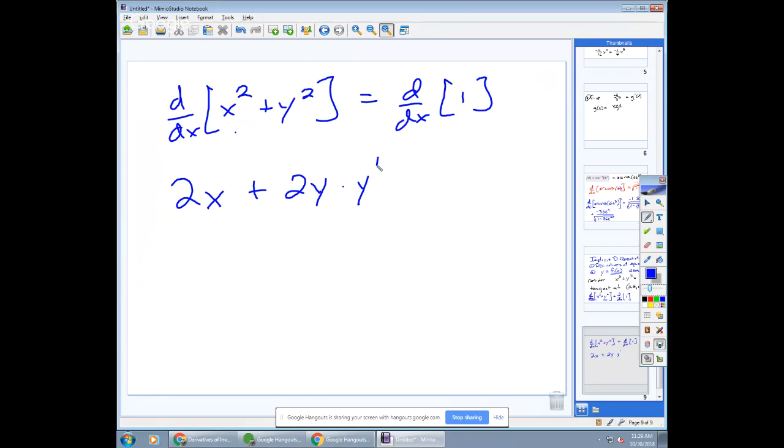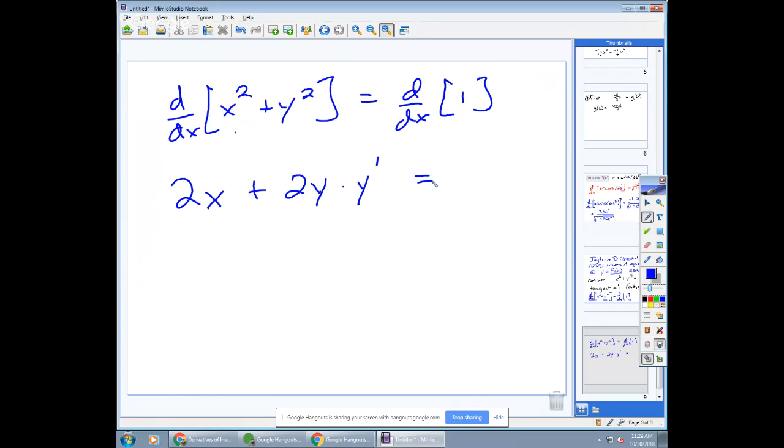Isn't y prime 2y? I took the derivative of y squared, and the chain rule says multiply by the derivative of the inner function, which is y. y is the inner function here. Isn't y prime also dy dx? We could call it dy dx, correct.